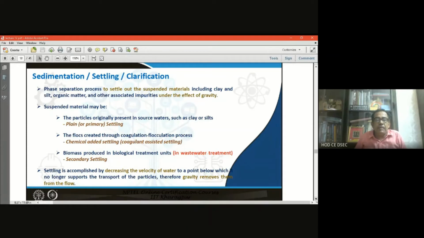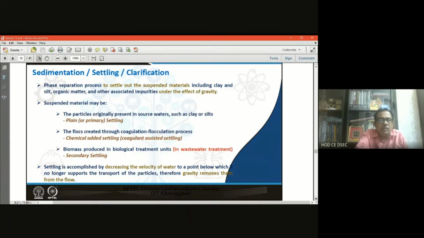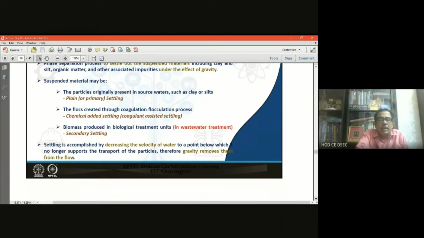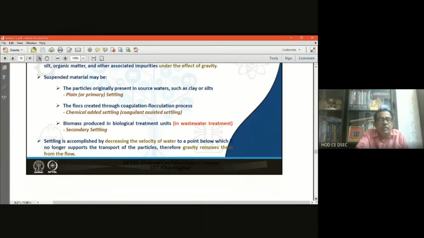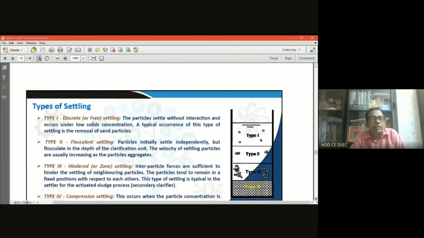Biomass produced in biological treatment units. Here, the biological treatment units I will not refer to because we are not going into detail on wastewater treatment. We are discussing the water treatment, so that biological treatment will not come here. Now, settling is accomplished by decreasing the velocity of water to a point below which it no longer supports the transport of the materials. Therefore, gravity removes them from the flow.